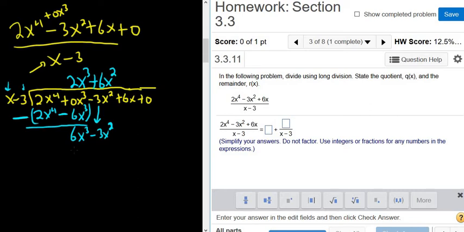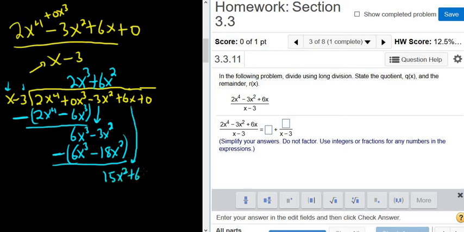Then you perform the multiplication. 6x squared times x is 6x cubed. 6x squared times negative 3 is negative 18x squared. Parentheses, minus sign, add. These cancel. Negative 3 plus 18 is 15x squared. Then you bring down the 6x. Then you do it again.